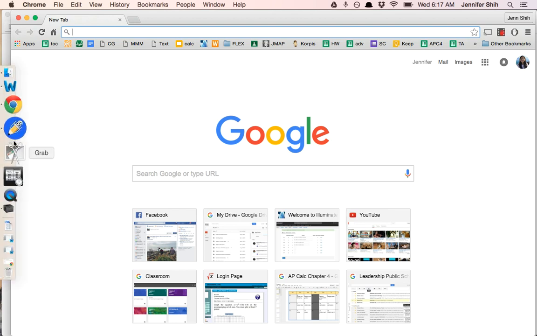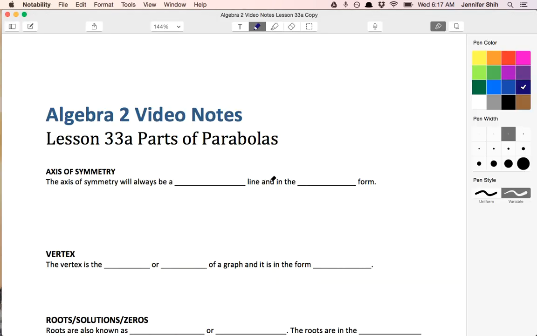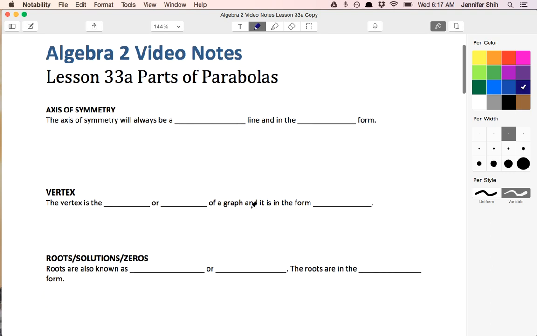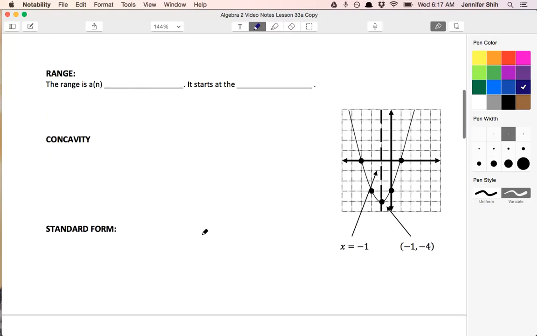Hi everyone, today's video is on lesson 33A. We're going to talk about parts of a parabola, and you may have seen a parabola before. That's what this graph looks like here on the right, and what you should do right now is just take the time to pause the video and copy down this parabola.